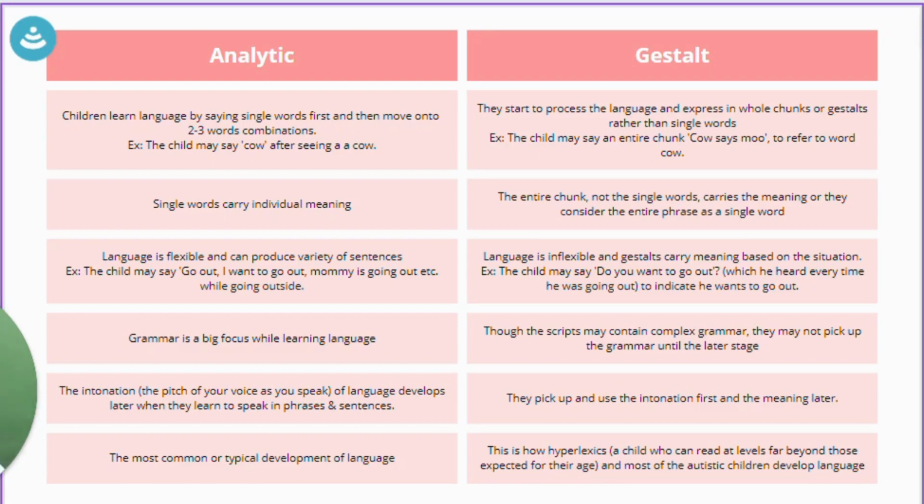In the case of an ALP, it is actually the most common or typical development of language. And in the case of gestalt language processors, this is how hyperlexic children, that is, children who can read at levels far beyond those expected for their age, and most autistic children develop their language. So that's why we are discussing the different types of language processing here, because most of the children who are autistic are GLP or gestalt language processors.